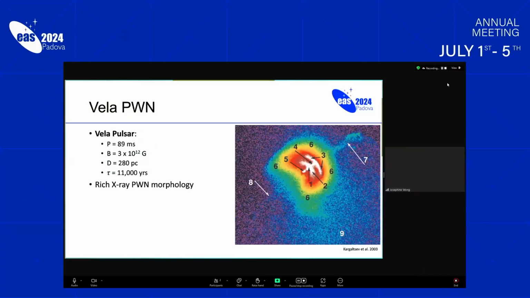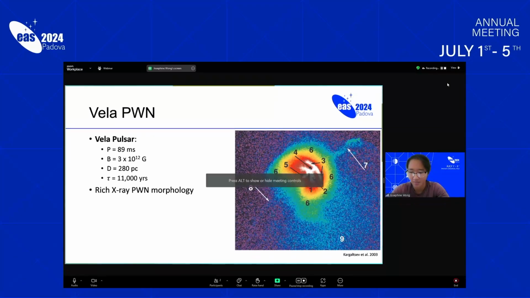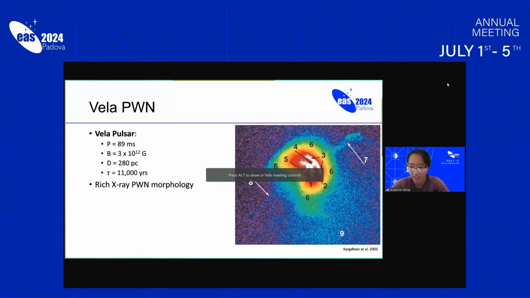So here on the image on the right is the Chandra image of Vela. The pulsar is located at position 1, and then you can see an inner jet and an inner counterjet at 4 and 5, as well as an outer jet and counterjet at 7 and 8. This outer jet at 7 reaches 2 arc minutes from the pulsar, just to give a sense of scale. And then we also see these 2 ridges of arcing emission, 2 and 3. So that's the double torus, as well as 6 and 9, which are diffuse X-ray emission around the pulsar.